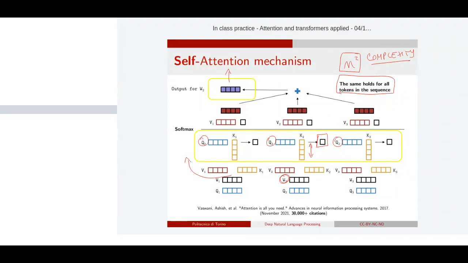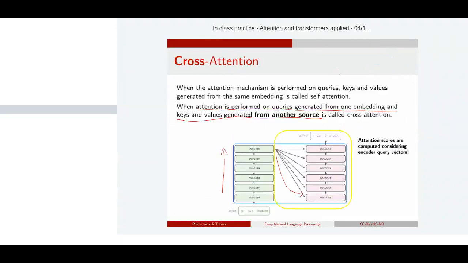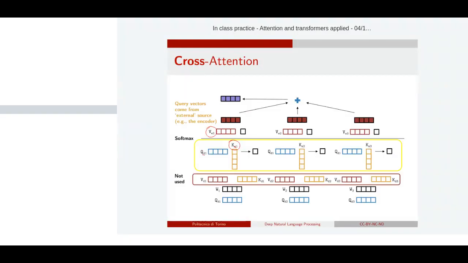Those vectors are already computed, and we can use them in the decoder to compute the cross-attention mechanism. It means that the query vector comes from the decoder, but the key and the values come from the encoder. This is just to give some more information from the encoder to the decoder. Is it clear? A question?